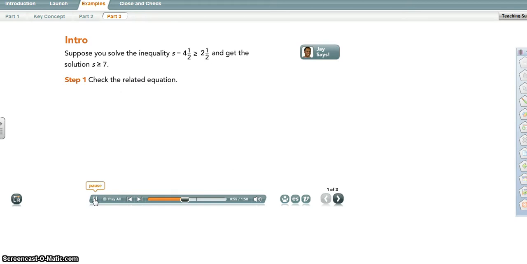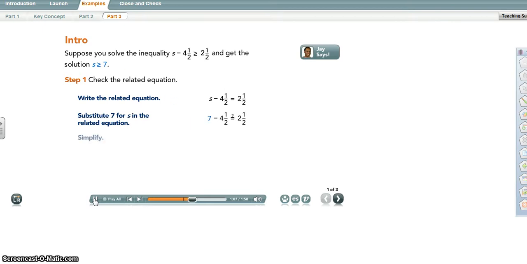Step 1. Check the related equation. First, write the related equation. Then substitute 7 for s in the related equation. Simplify. 2 and 1/2 equals 2 and 1/2. So the related equation checks. Okay, so we know that it is true that the value of s can be equal to 7.